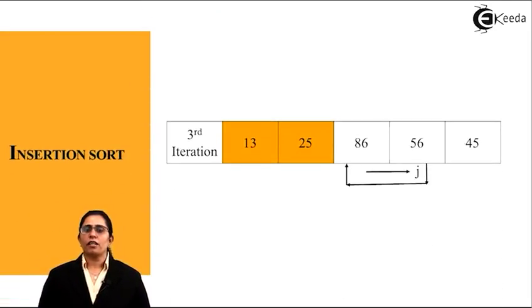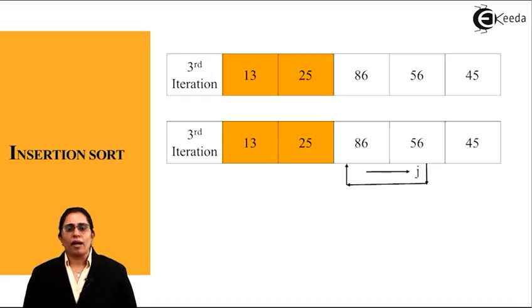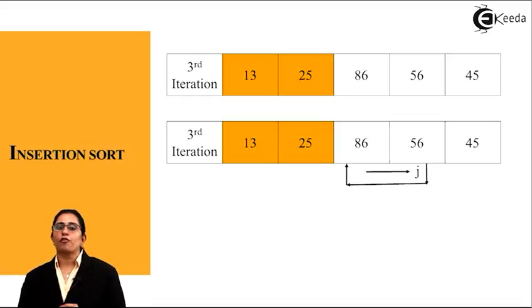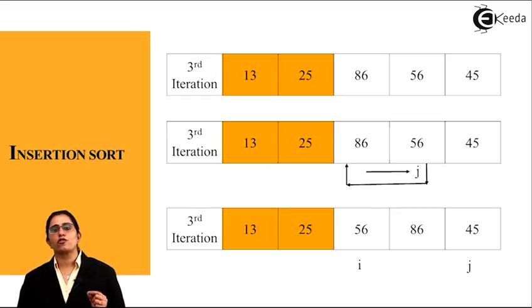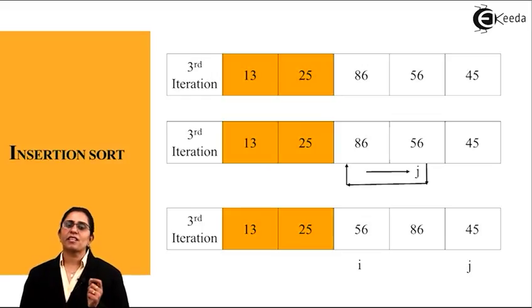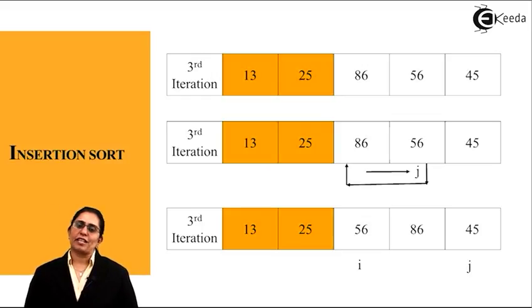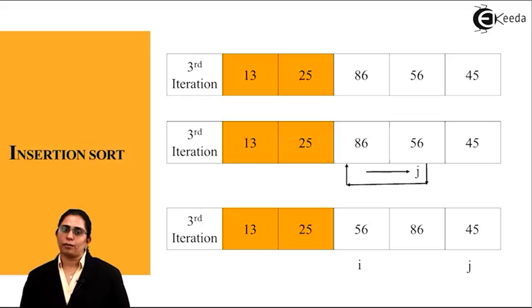Now for the third iteration, what do we apply? We again check 86 with 56. Now what do we see? 86 is greater than 56. So we swap their values, that is, 56 moves to the location of 86 and 86 moves to the location of 56. This is what I get.